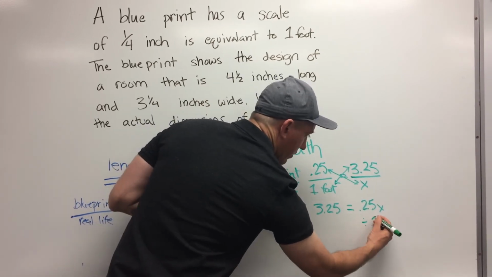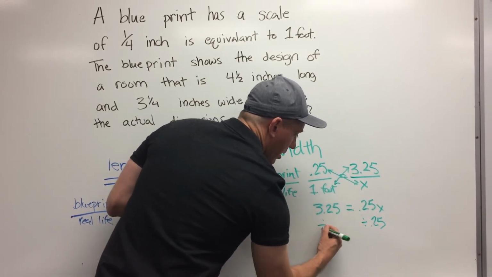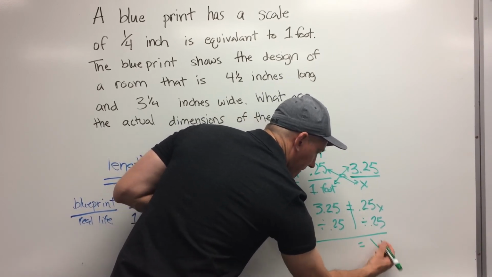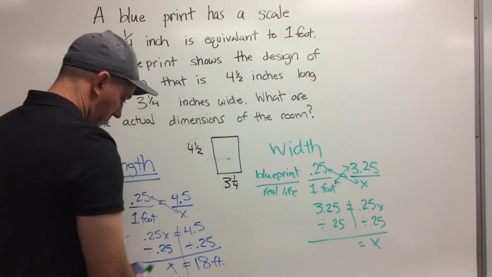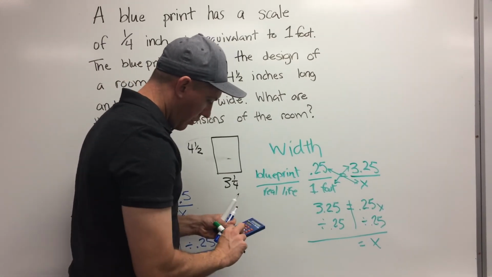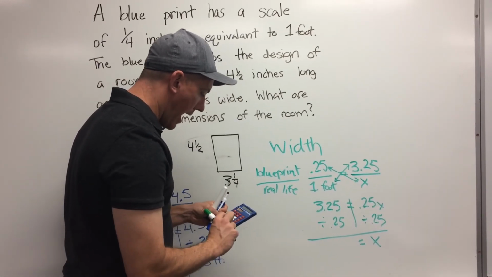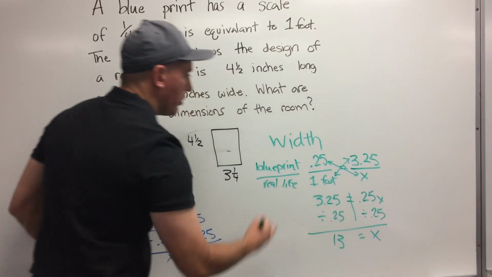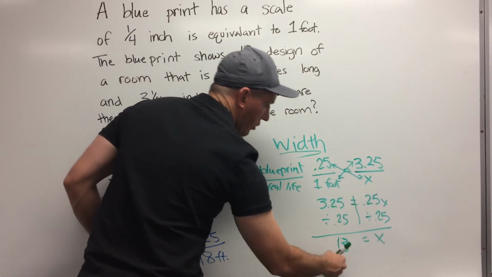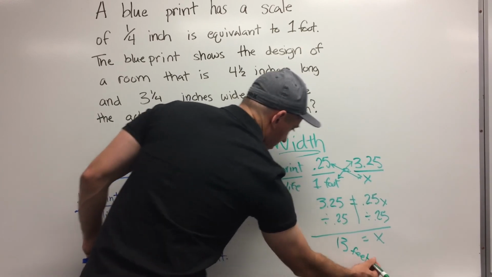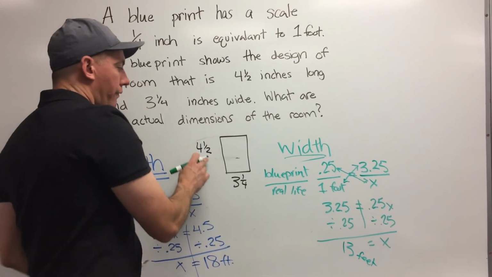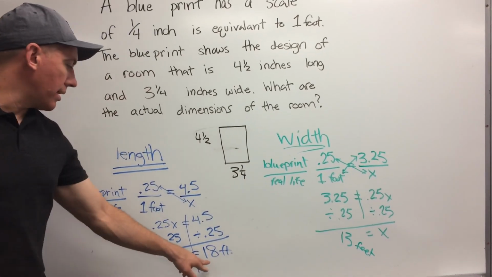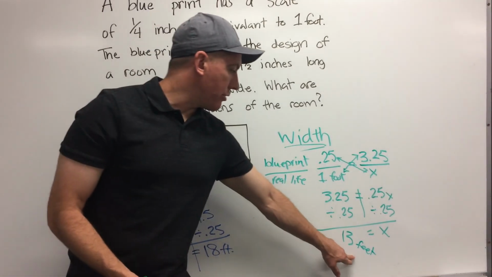And divide by 0.25, don't lose that decimal. X equals 3.25 divided by 0.25 equals 13. So the width is going to be 13 feet. So his blueprint is nice and small, 4.5 inches by 3.25 inches. And in real life, we know that the length is 18 feet by 13 feet wide.